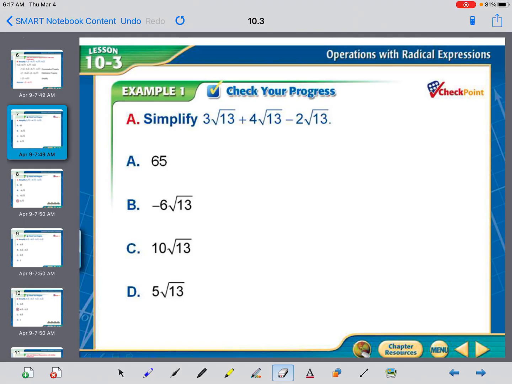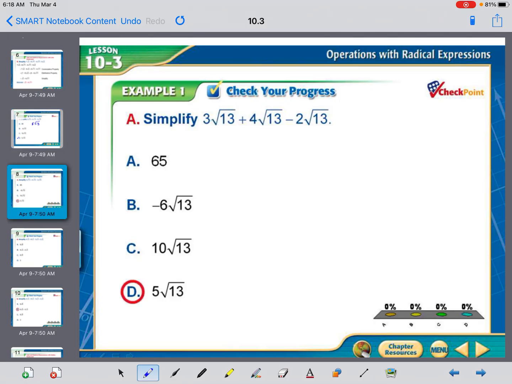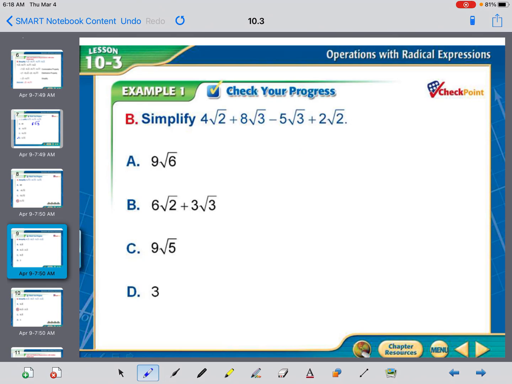So I'll move a little quicker now. Just wanted to lay a good foundation for you. These are like radicals. They all have the square root of 14, or square root of 13. And then the 3 plus the 4 is 7, minus 2 is 5, making the correct answer D.